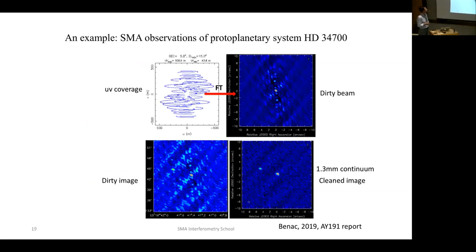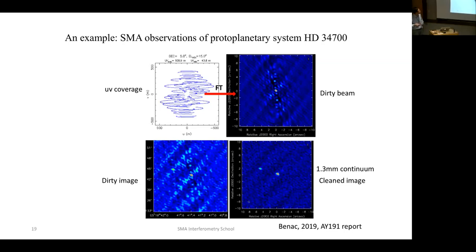I just want to leave you one of the examples that we've done in Astronomy 191 back in Cambridge. This is Payton's class report, observations of a protoplanetary system, HD 34700. This is just a demonstration. This is the UV coverage obtained with the SMA, and those are U and V in meters. And that's the Fourier transform, so that's your dirty beam. You can see those side lobes, where most of the power is at the center.